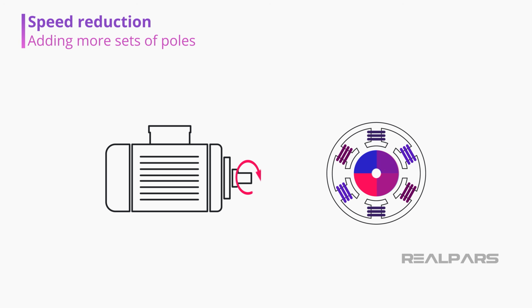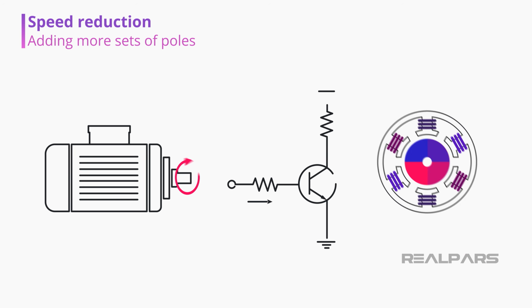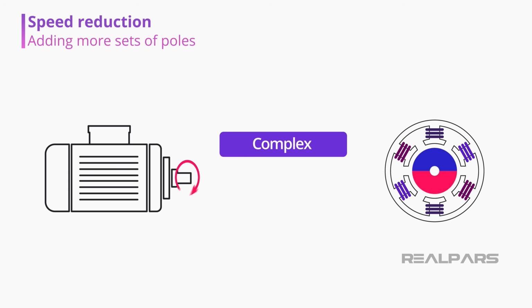2. Adding more sets of poles. It reduces the speed without altering it electrically. Currently, there are transistor systems that allow for poles inside motors to be turned on and off. However, those systems can be complex and don't provide fine control.